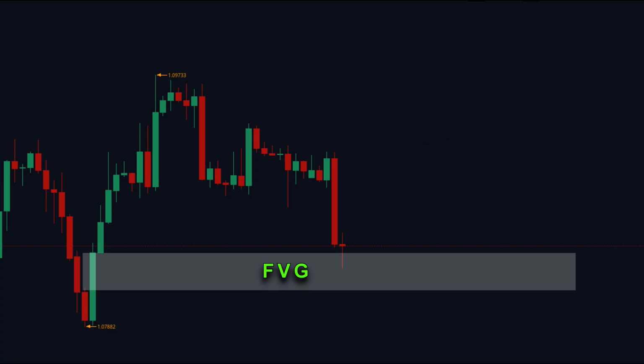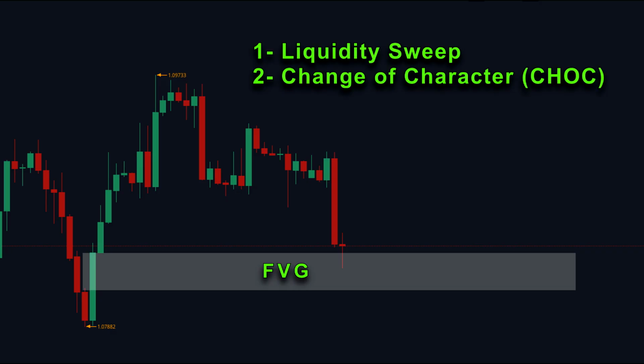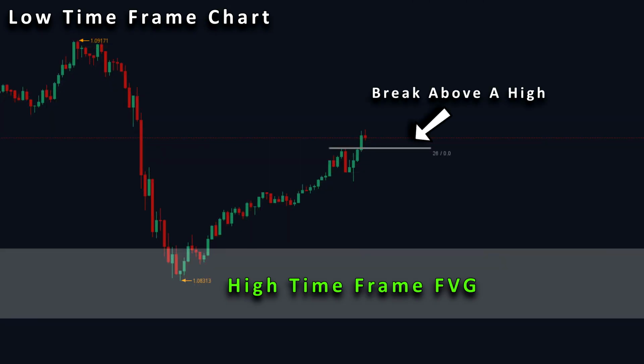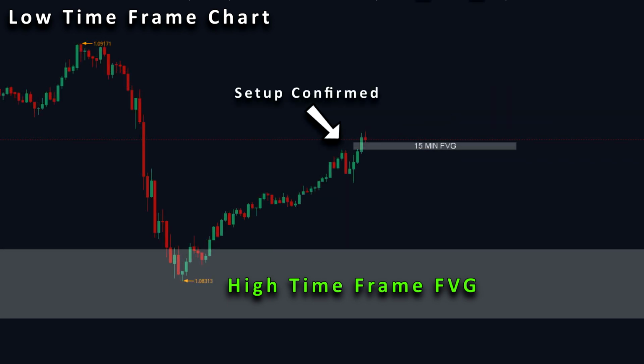To identify this shift, we focus on liquidity sweeps and changes in character. A valid liquidity sweep below a key low suggests that a reversal might be imminent, and if the price then breaks above a key high, it confirms the change in character. Once the reversal is confirmed, we move to trade execution.